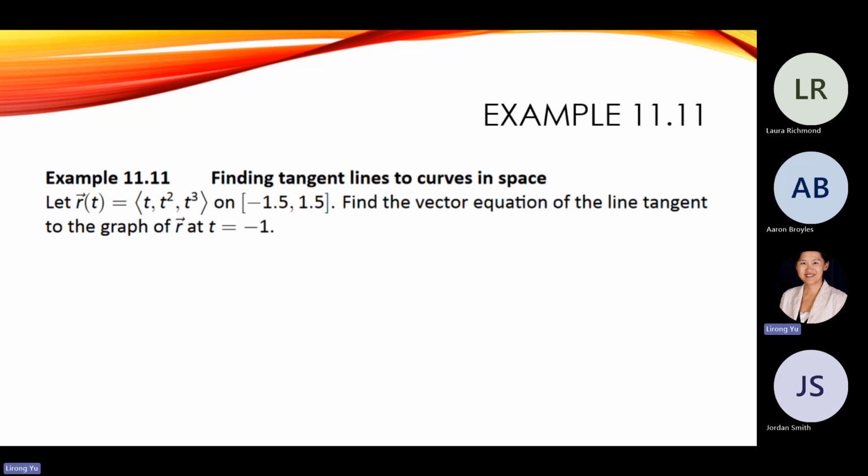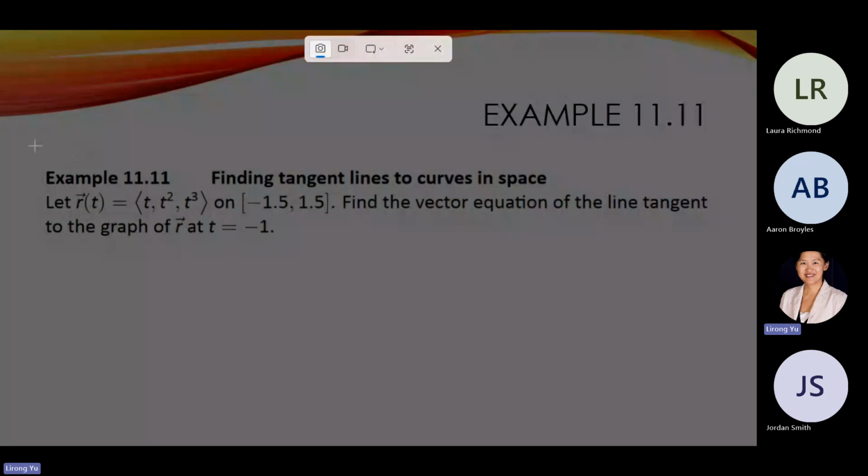Here we have the curve t squared, t cubed. It's pretty much a cubic curve. This curve is defined from t equal to -.5 to t equal to 1.5. We want to find the vector equation of the line tangent to the graph at t equal to -1. So that is an example of calculating the tangent line equation.